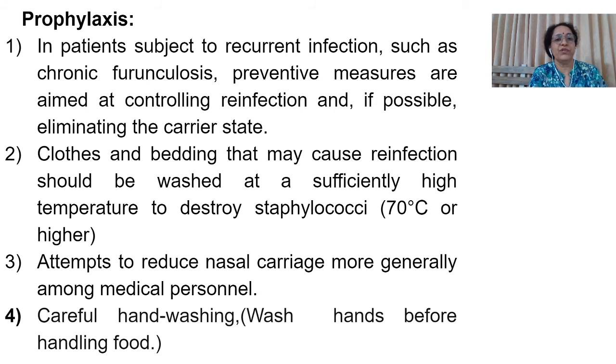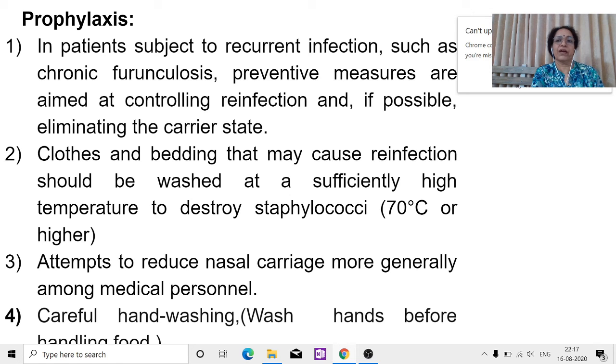Which is nothing but prophylaxis, prevention. In patients subject to recurrent infections such as chronic furunculosis, preventive measures are aimed at controlling reinfection and, if possible, eliminating the carrier state. So here this is cutaneous infection. One can prevent it after proper treatment. Clothes and bedding that may cause reinfection should be washed at a sufficiently high temperature to destroy staphylococci, 70 degrees or higher.